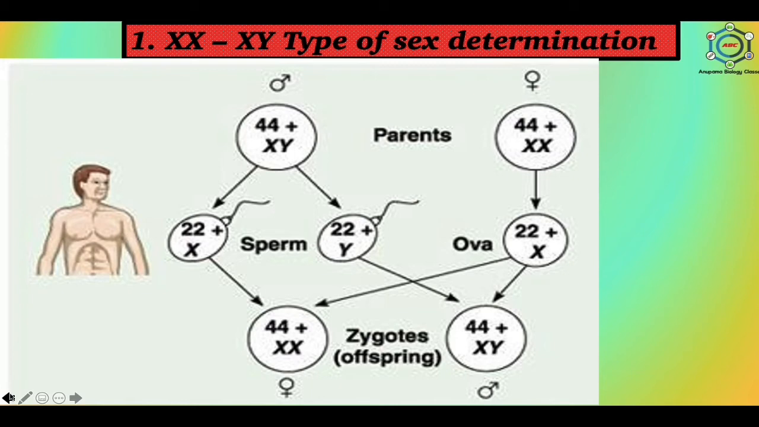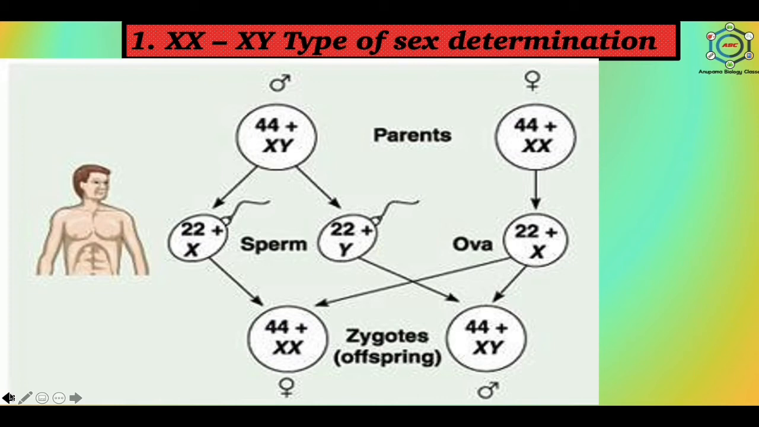So in this picture, you can see the human beings have 46 chromosomes and these are distinguishable into one pair of sex chromosomes and 22 pairs of homologous autosomes. During maturation, the sex chromosomes segregate freely like the autosomes. With the result, the ovum contains 22 autosomes and an X chromosome, whereas a sperm contains 22 autosomes and either an X or a Y chromosome.